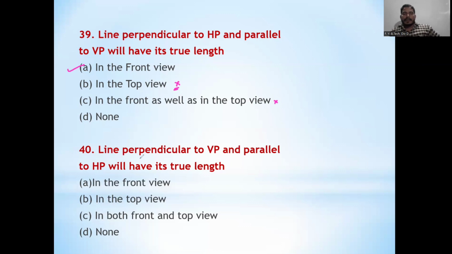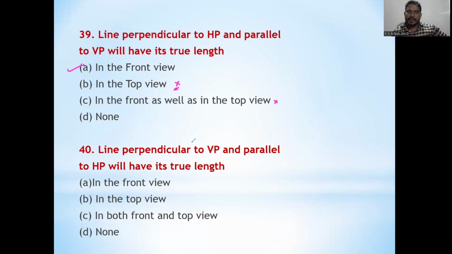Next, a line perpendicular to VP and parallel to HP. Okay, so this is the line, this is the VP. This line is perpendicular to VP and parallel to the HP. Will it have its true length? In this case, in the front view we will get the point view, and in the top view you will get a line perpendicular to XY. So in which view will we get the true length? The top view, because if you observe from the top side, you will be able to see the true length of the line.